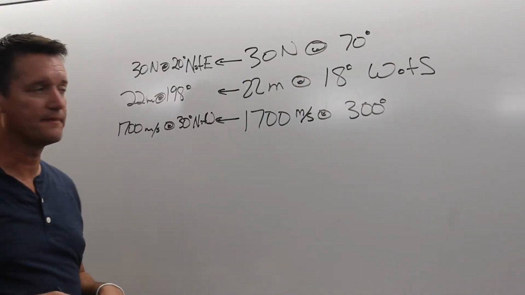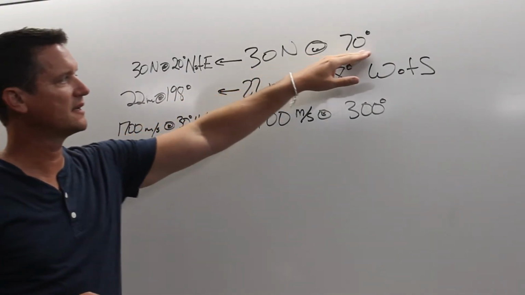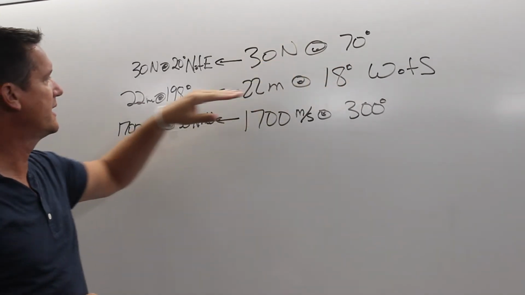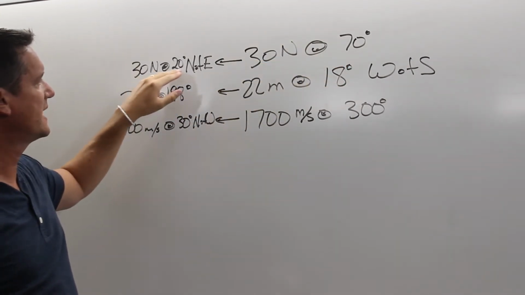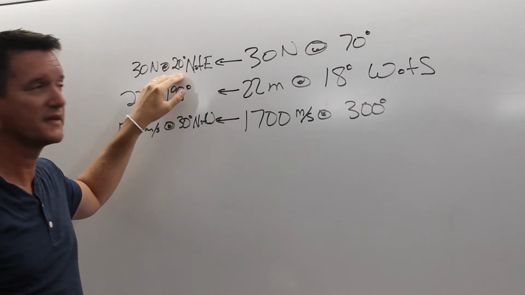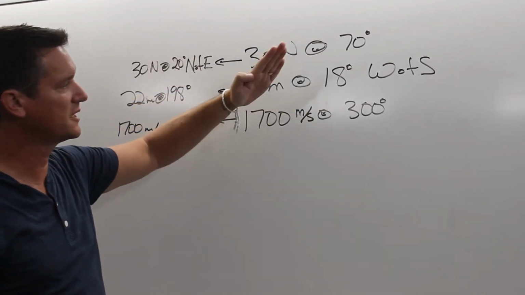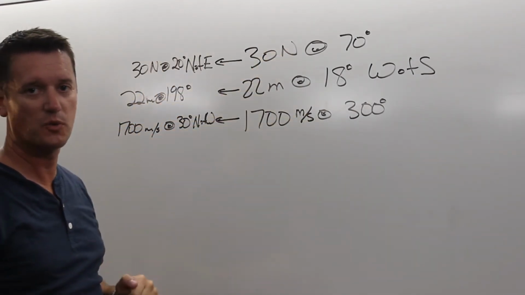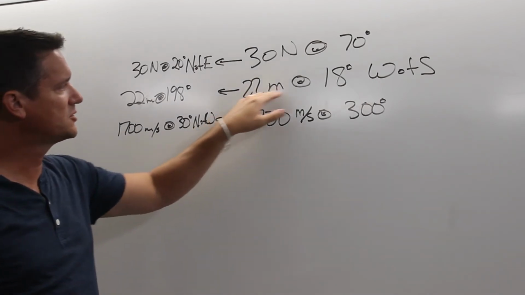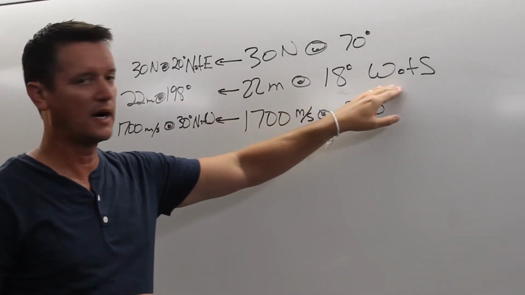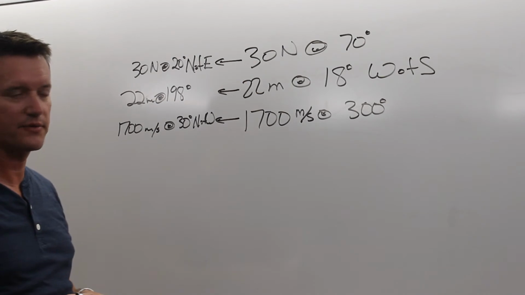Okay, so this is what I got. For 30 newtons at 70 degrees, it actually turns out to be 30 newtons at 20 degrees north of east. 70 degrees would be 20 degrees shy of 90, which is 20 degrees north of east. And 22 meters per second at 18 degrees west of south.